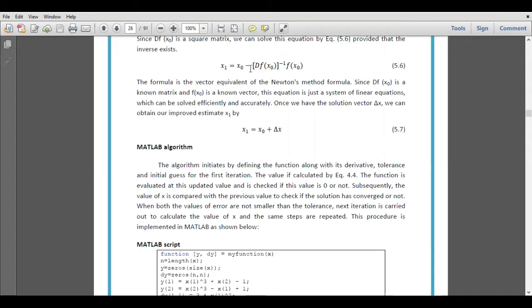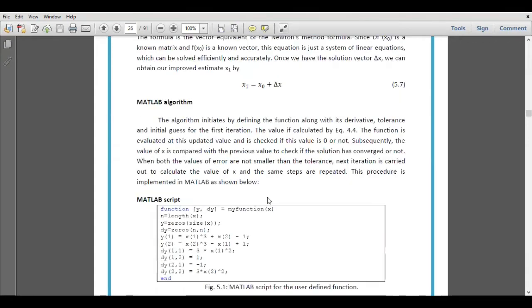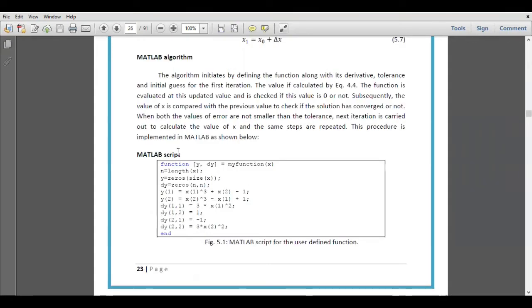So in this way, we can first calculate delta x and that delta x will be added to this x naught. So this whole term is actually delta x, and this delta x is added to x naught to obtain x1. In order to implement this multivariable Newton-Raphson method, first we have to generate a function m file and we have to write these commands in that function, and that function has to be saved.